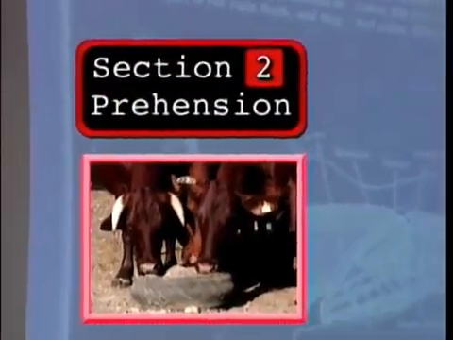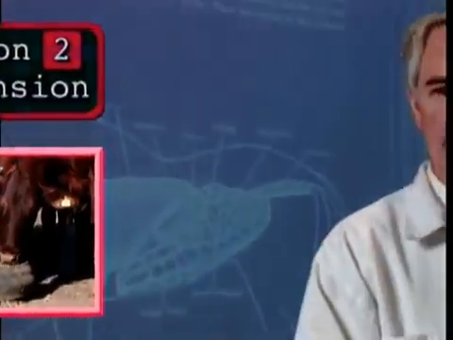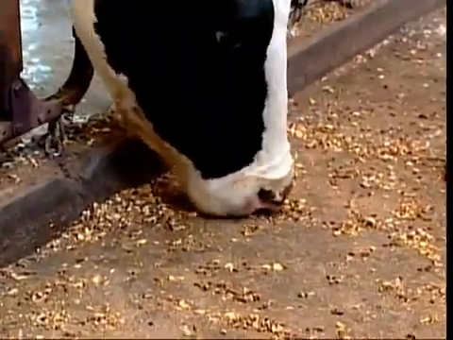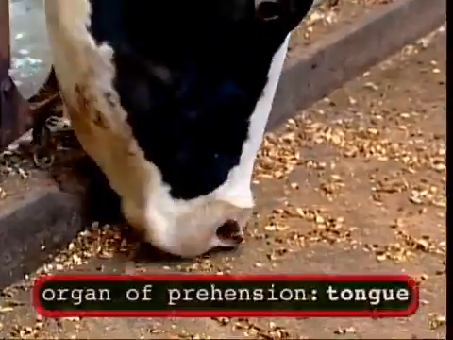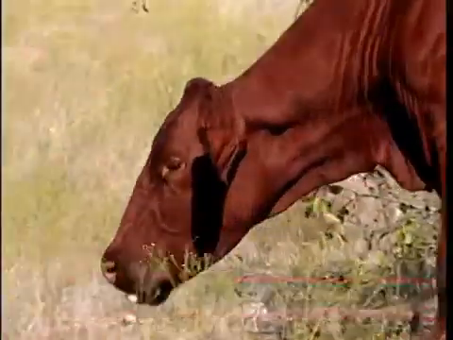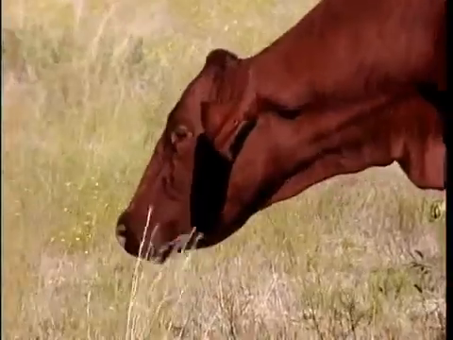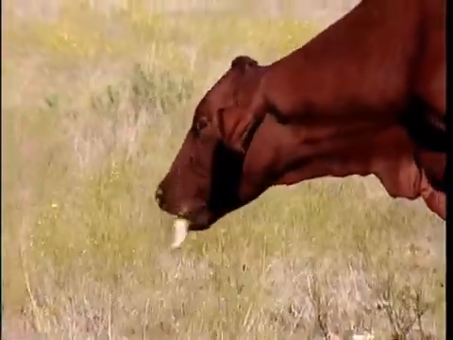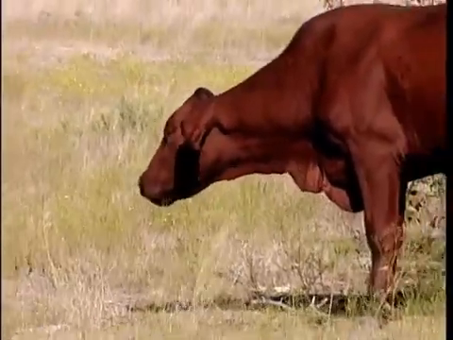The prehension of food is the way the animal will gather the food. If we talk about the organ of prehension in man, it would be our hands, because we take our food with our hands and bring it to our mouth. If we compare that to a cow, the organ of prehension in a cow is the tongue. It will extend its tongue from its mouth, wrap it around the forage or grass that it's trying to consume, bring it back into the mouth, bite it, and consume it.